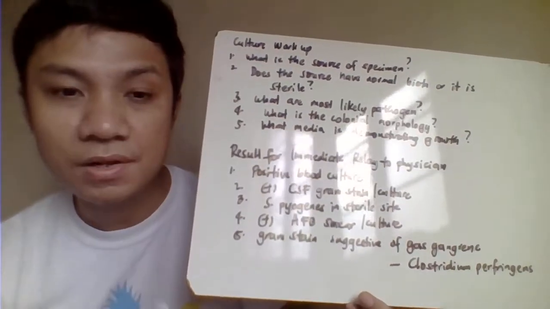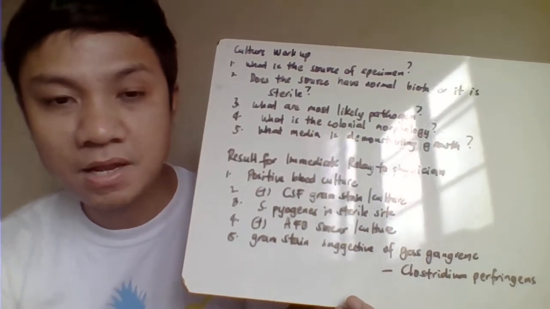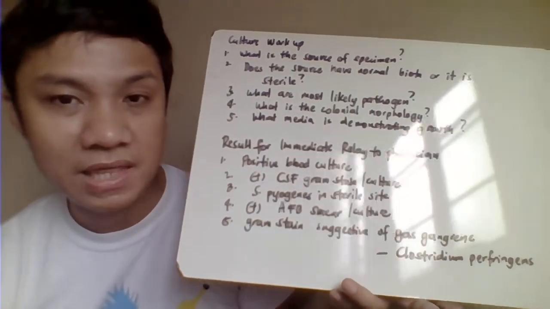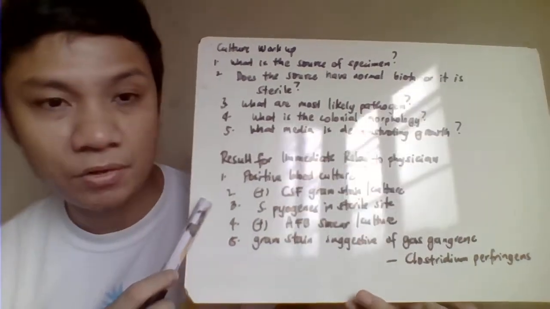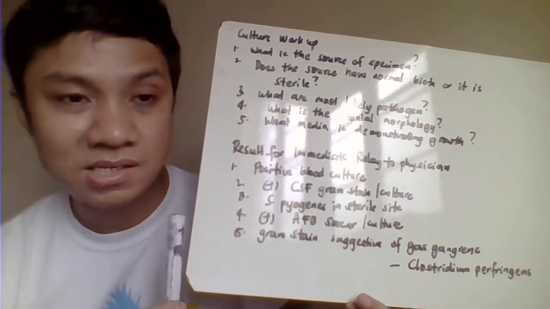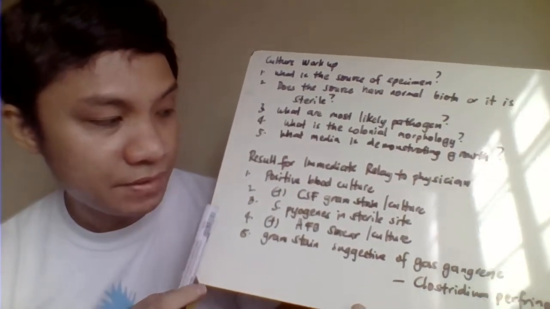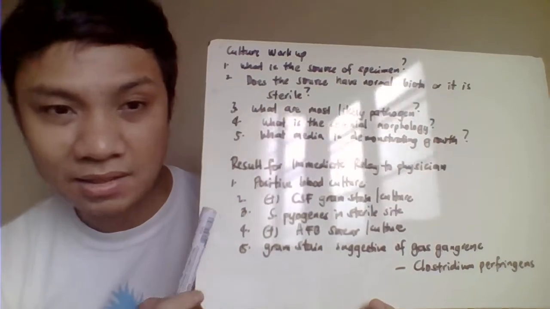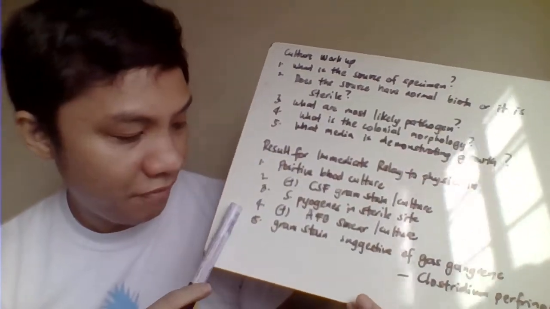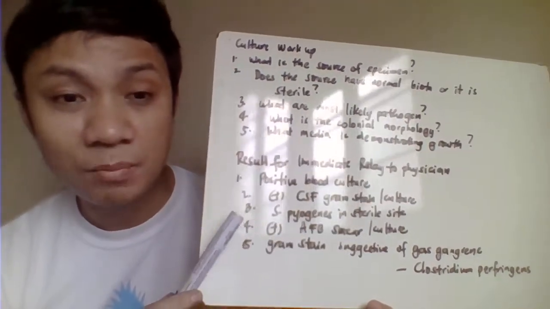Then we have here the result here, positive result that should eventually be relayed to the physician immediately because this is life-threatening. So first one, positive for the blood culture. So may bacteria sa blood ni patient. So dapat it needs to undergo here medication at an earlier time. CSF, positive for the gram stain. So meningitis ito. We have here Strep pyogenes parasite. Number 4, we have positive for the acid fast bacilli. So may tuberculosis ang patient natin.